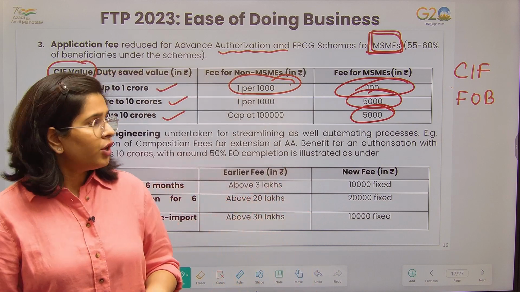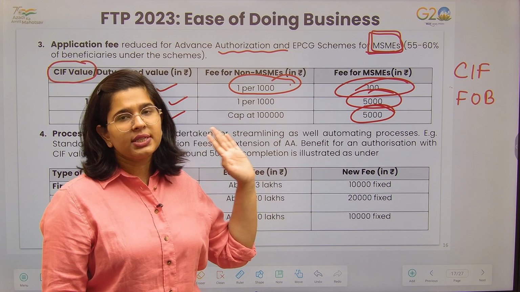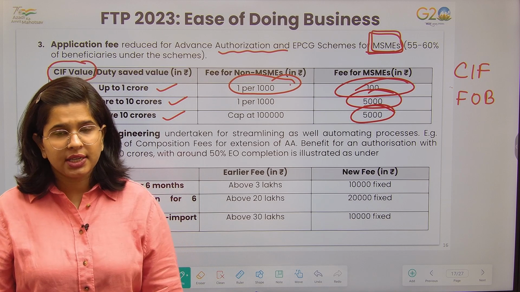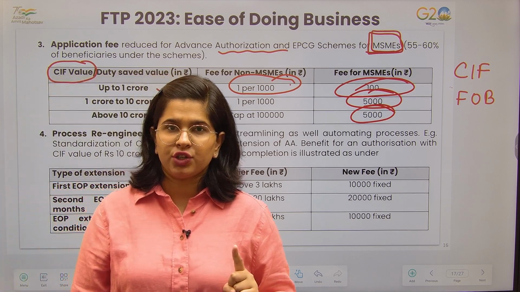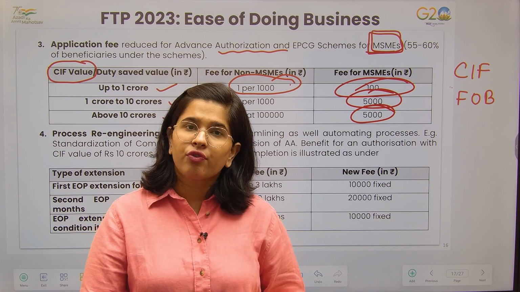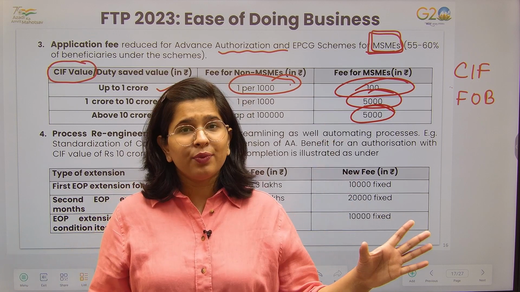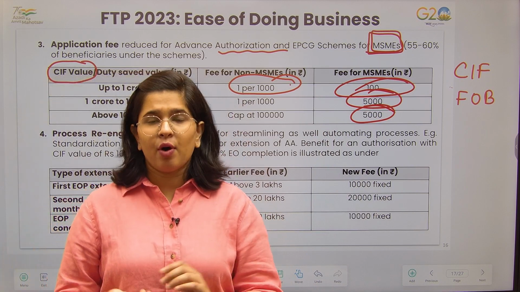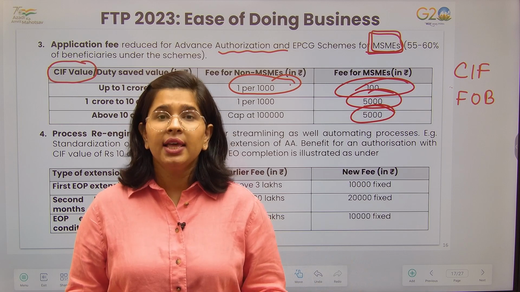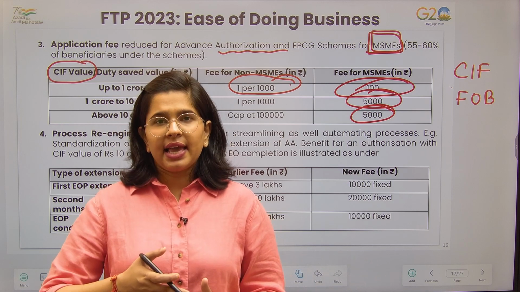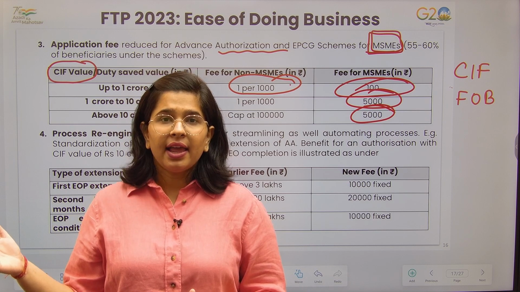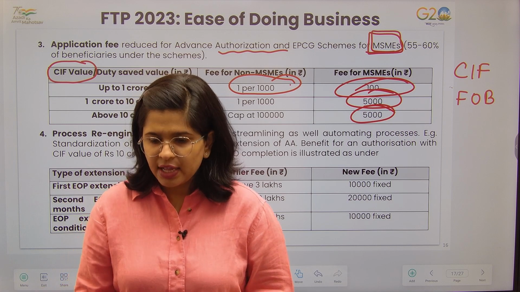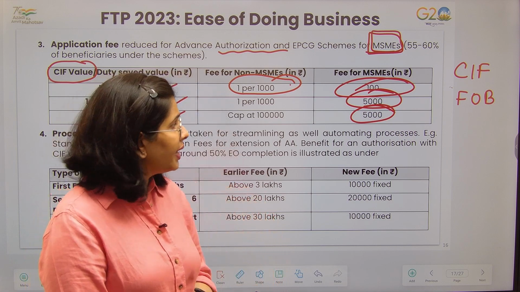What you have to remember, please do not try to remember these. You just have to remember that yes, the fees have been reduced for advance authorizations. I have told you what advance authorizations are: when you are importing the inputs for exporting the outputs, and these inputs are going to be included in your output. After that, the EPCG scheme also, I have told you, is when you are importing capital goods, and these capital goods are used for production, and then the output is exported. So these are all the benefits that have been provided, right?